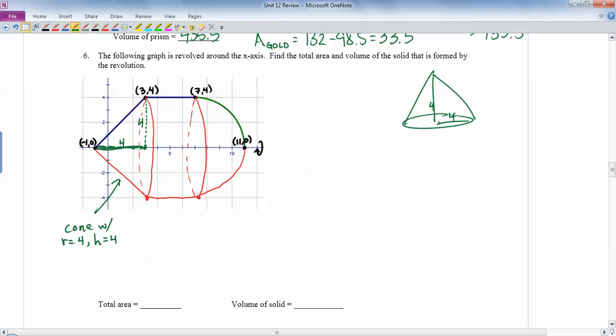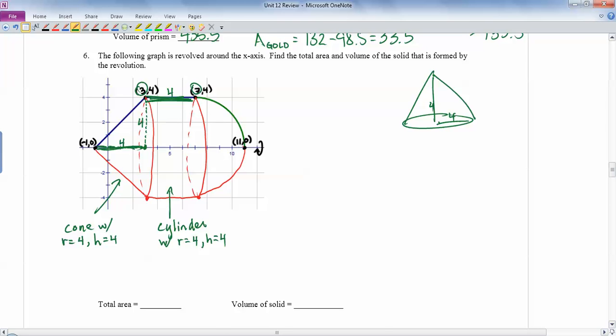So the cylinder in the middle, well, its base is the same circle, so it also has a radius of 4. And this would be the cylinder's height right up here, and that's from 3 to 7, so that's 4 across. So the height also happens to be 4 here.